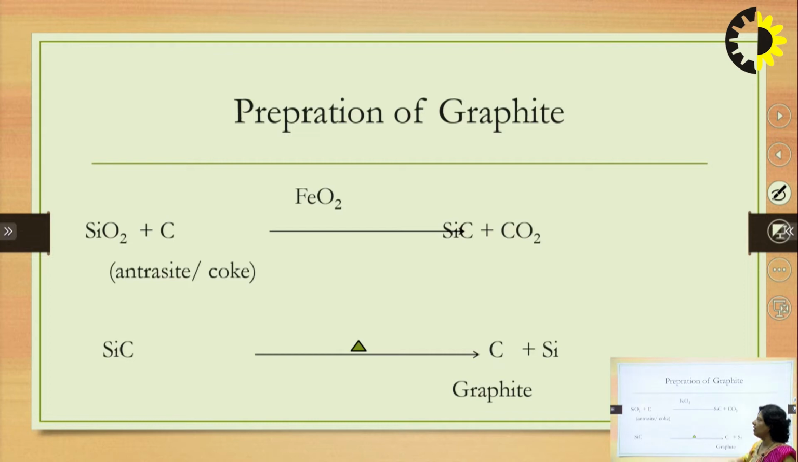Now first we talk about the preparation of the graphite. Graphite is prepared by heating anthracite or coke. The anthracite is the purest form of carbon, in which carbon percentage is maximum. So anthracite or coke is taken and heated with ferrous oxide, which is a reducing agent. The reaction takes place, which gives silicon carbide plus carbon dioxide. Now this SiC, when heated, converts into graphite.